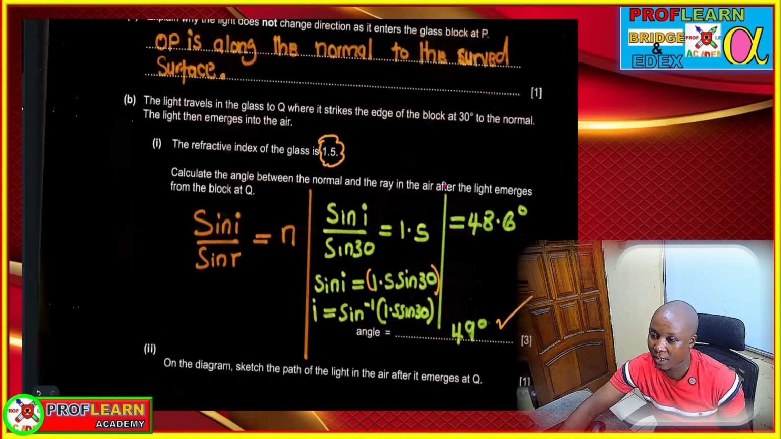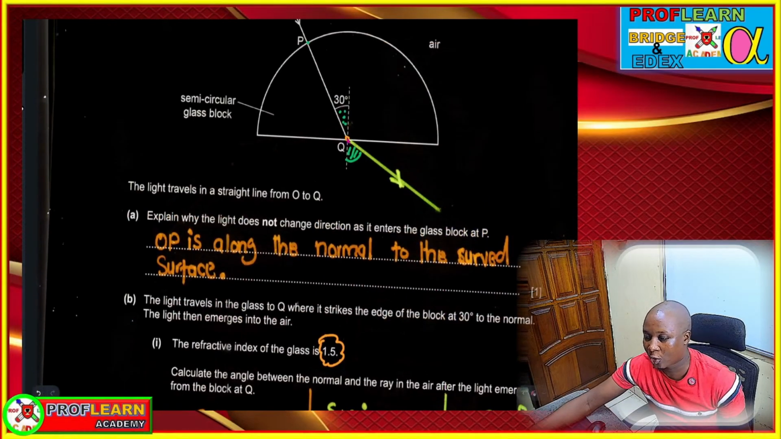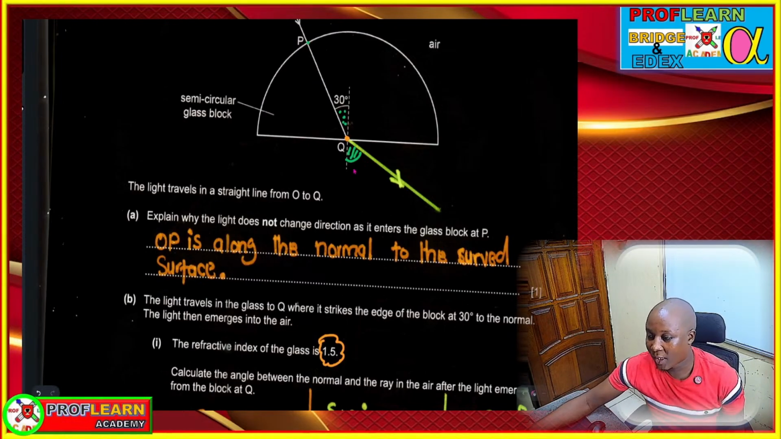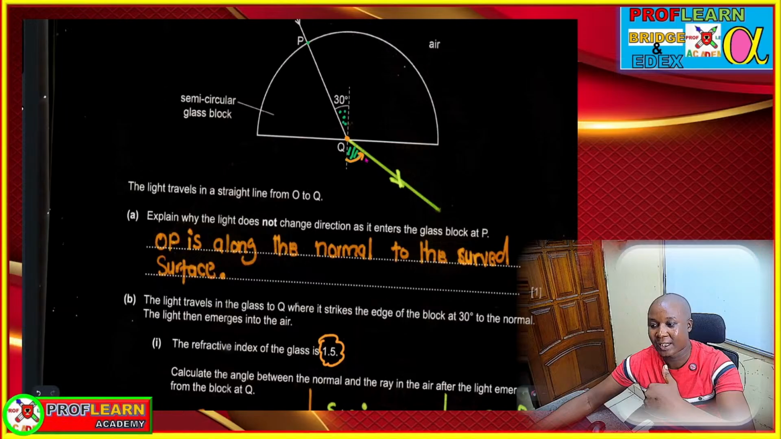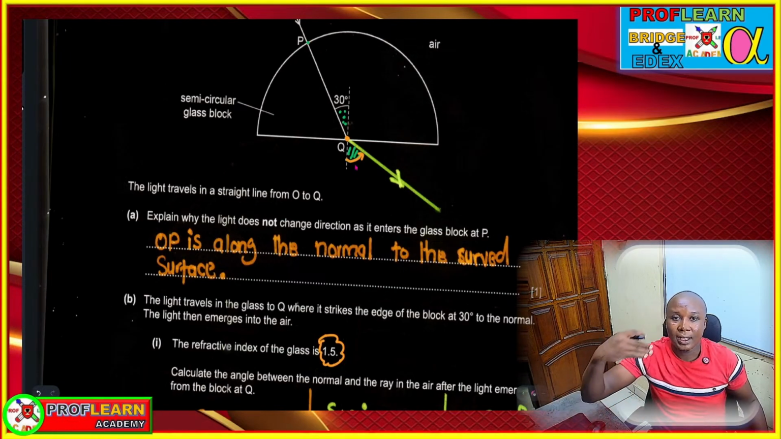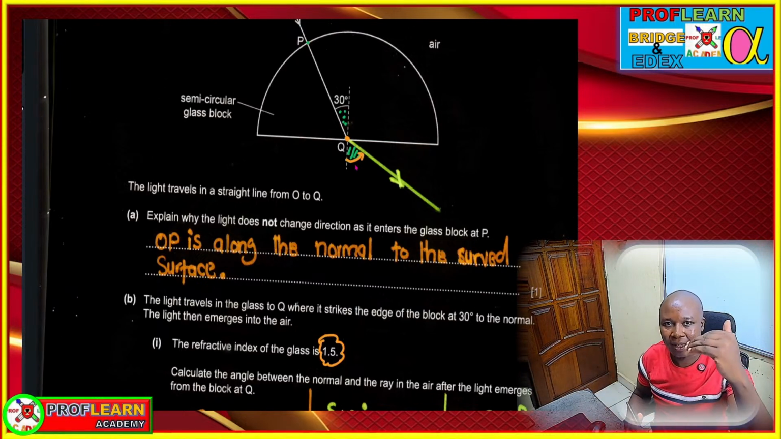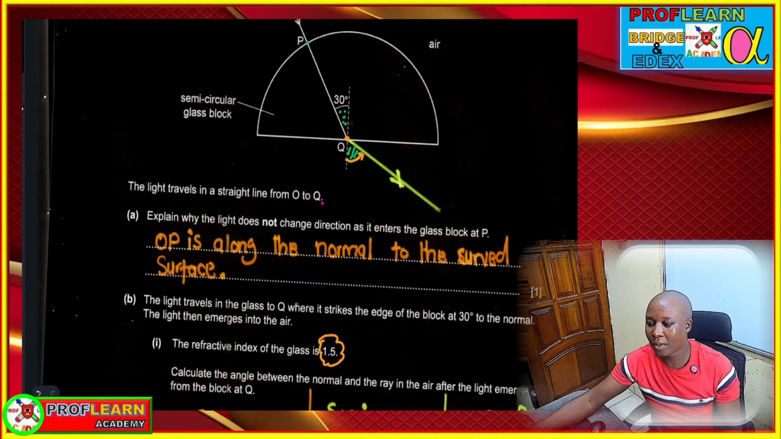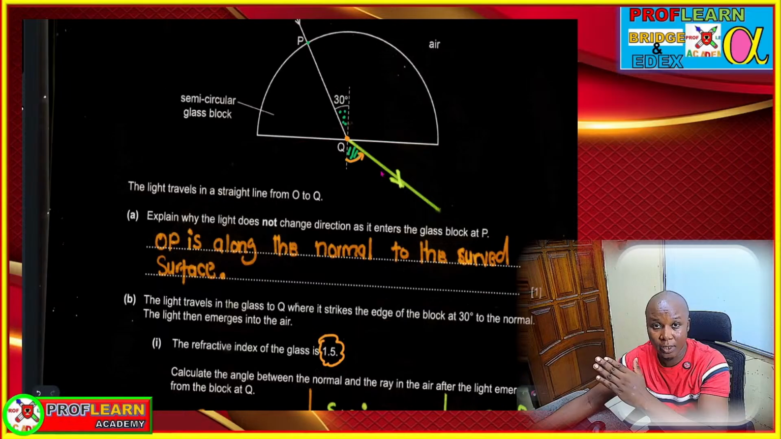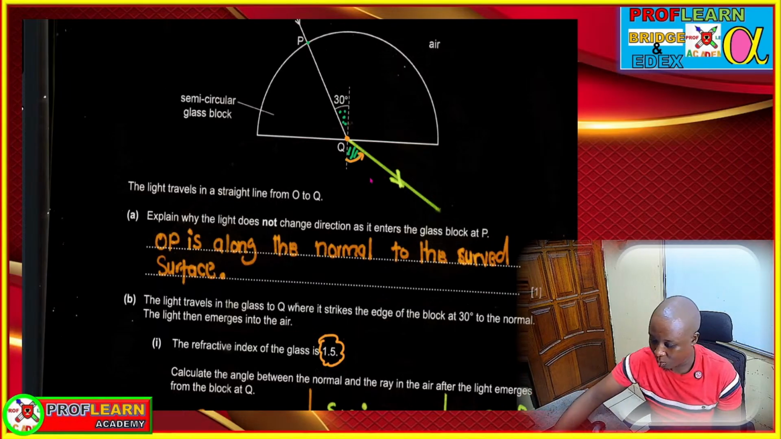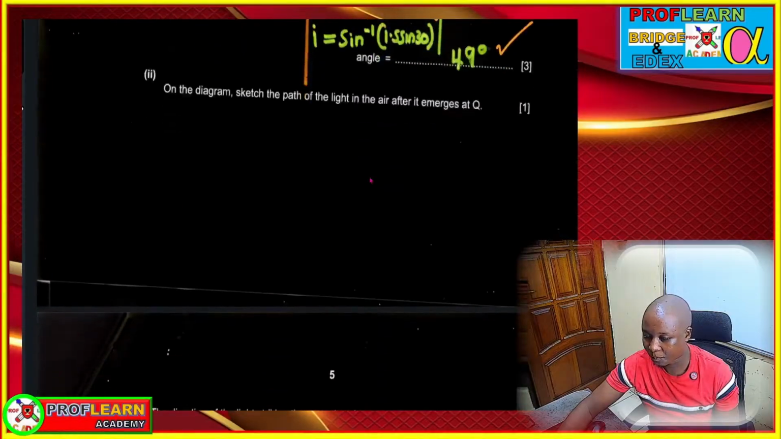Now on the diagram, sketch the path of light in the air after it emerges at Q. So this ray that we have here was not there, so the ray had stopped here. This is the ray that we were to draw to answer that question, and you can see the angle of incidence when the ray is emerging out of the glass is smaller than the angle of refraction down here. That is because light is moving from a dense medium to a less dense medium, so it will speed up and bend away from the normal.